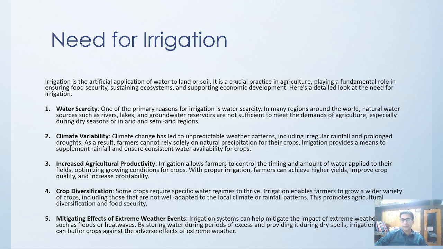So, after that, what is the need of irrigation? Why exactly do we need irrigation? We have rainfall, right? Why do we need irrigation then? We need irrigation because there is water scarcity throughout the world. The lakes are drying, the rivers are drying, the groundwater reservoir is depleting, and we don't have sufficient water coming from the rainfall.